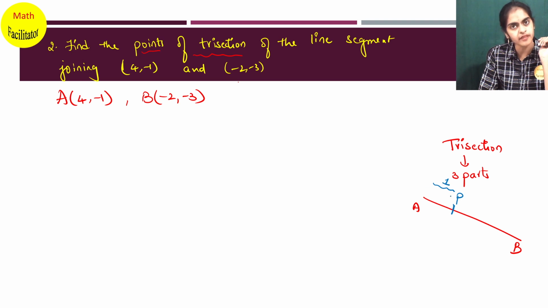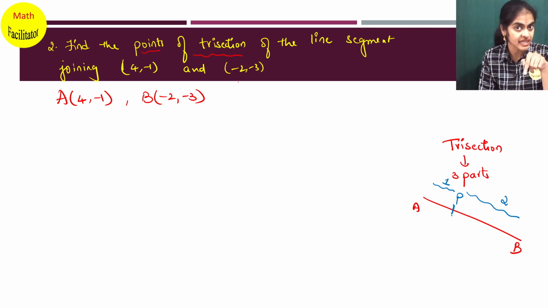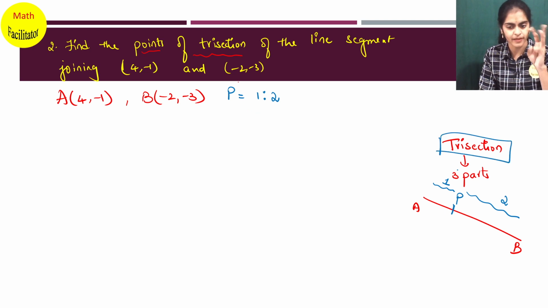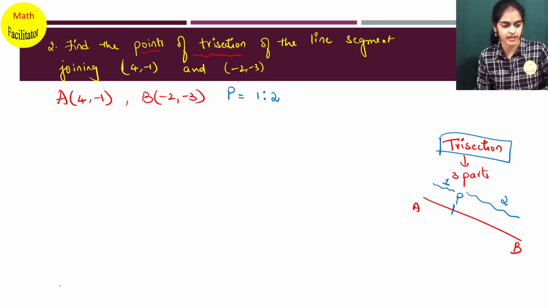This is one part, from A to P is one part and P to B is 2 parts. So in total, if you add 1 plus 2, you will get 3 parts. So I can have a point P in this way, which divides in the ratio 1:2. Here 1:2 means total how many parts? 3 parts. Trisection means it has to divide into 3 parts. So you can see P is dividing into 3 parts. One part is AP and PB is 2 parts out of the entire 3 parts.